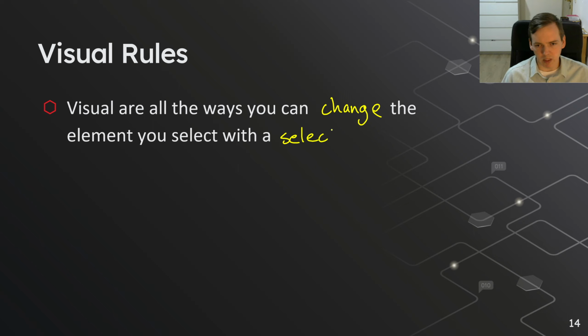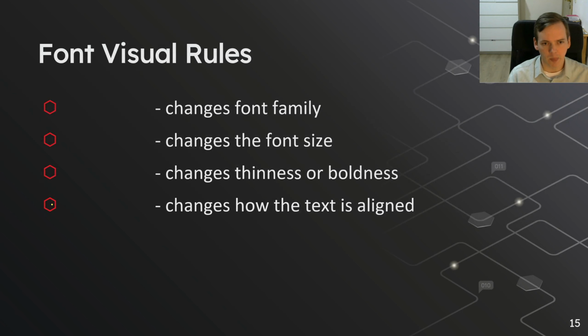So if you remember, we talked about selectors are how you pick what you want to change. The visual rules are what we actually are changing about them. So the visual rule includes the property and the value that you're setting for that property. So the first category that we're going to look at is some of the font visual rules.